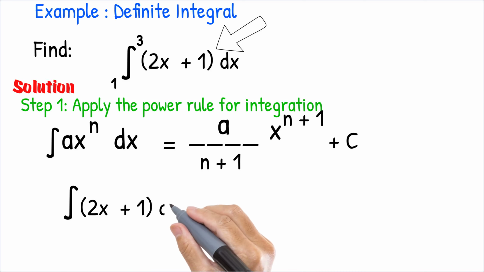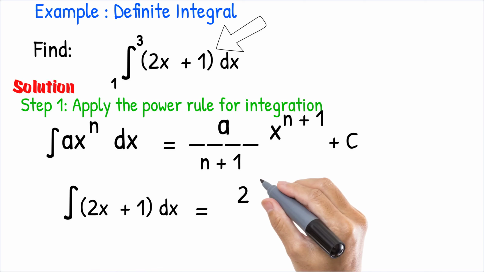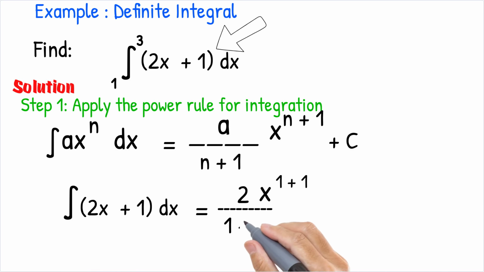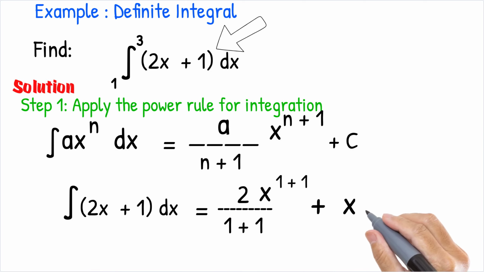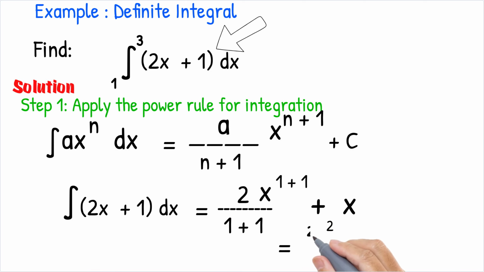That will be 2x^(1+1) over 1 plus 1. And the integral of 1 is x. That simplifies to 2x squared by 2 plus x, which equals x squared plus x after simplification.